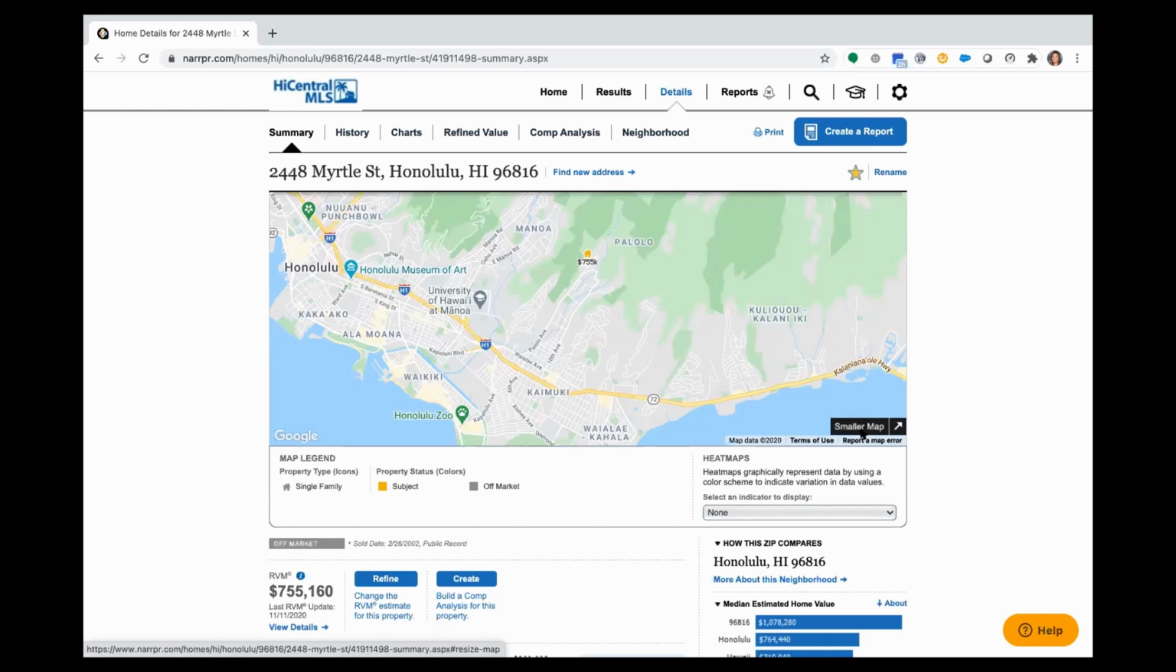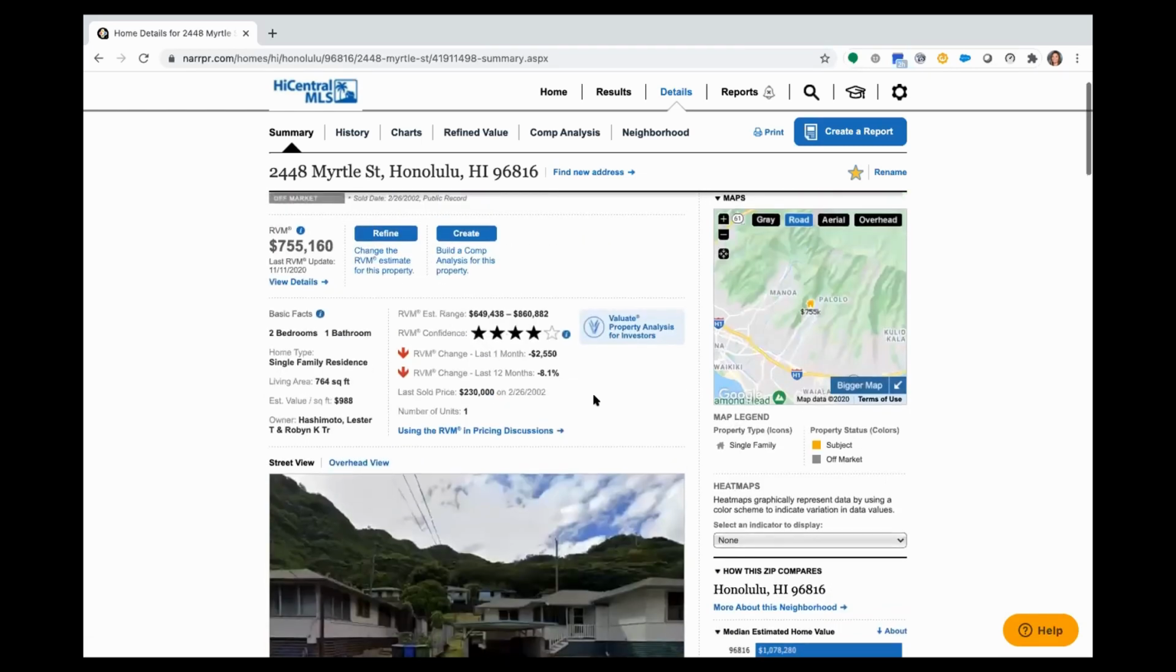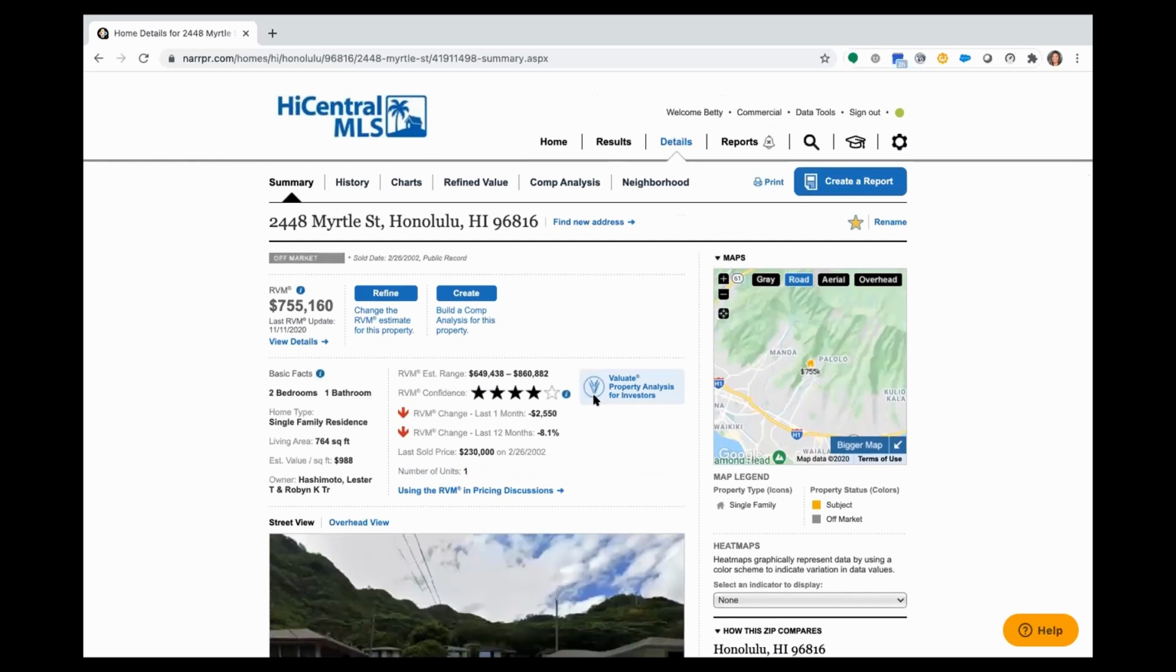I'm going to shrink this. And then I want to talk about some other statistics that we have, which is how this home compares to local homes in the market. And that's going to be found under our charts layer.